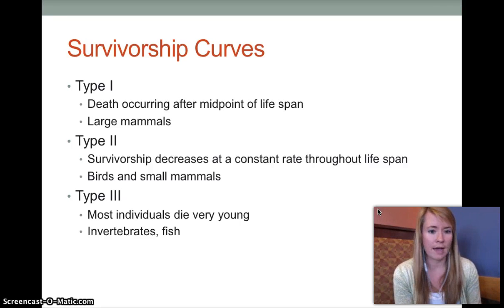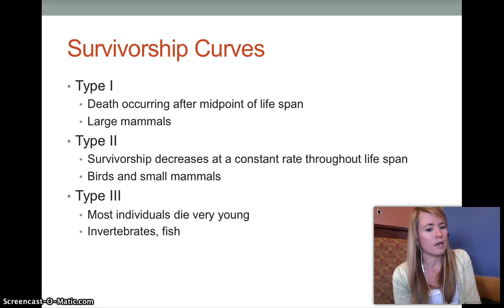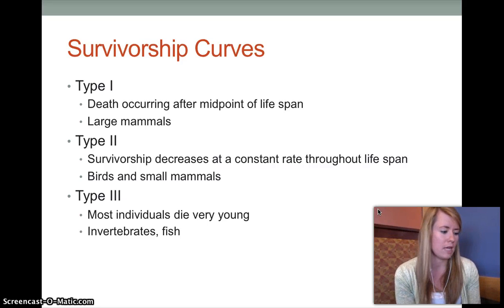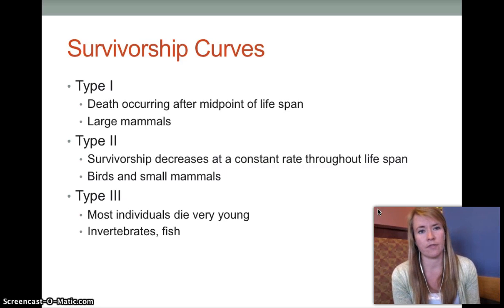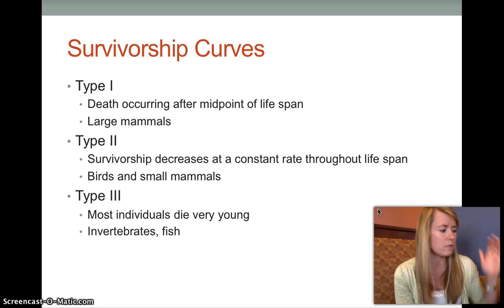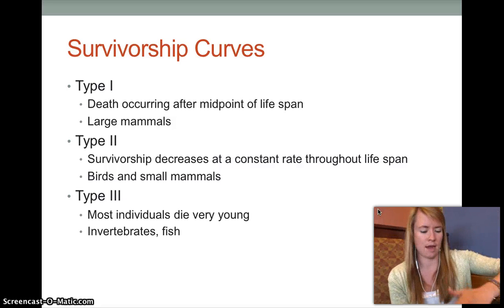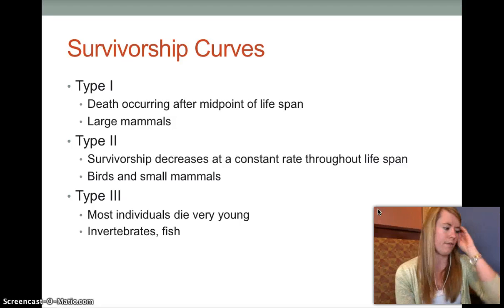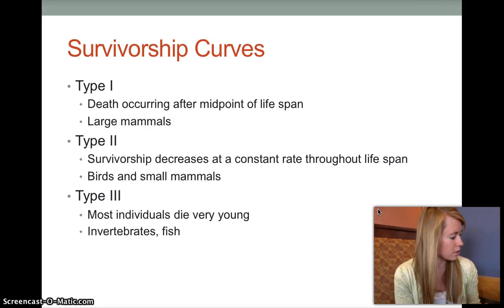And then lastly, we have type 3 survivorship curve, which is where most individuals die very young. So this is things like invertebrates and fish. So think about how many eggs fish lay and how many actually survive to being full-grown fish. So most die at the very beginning of the lifespan, and then it stays pretty stagnant until they all die off. So those are the 3 different types of survivorship curves.